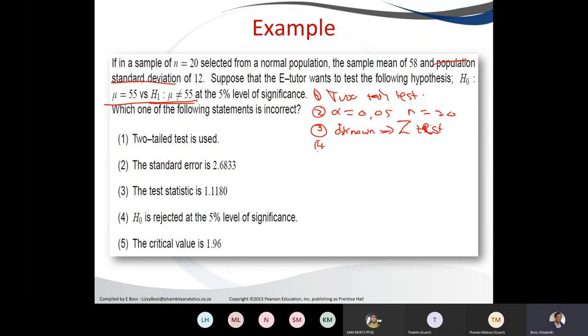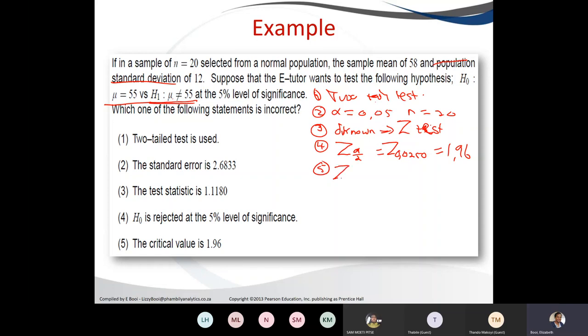Step number four, I must find the critical value Z. It's a two-tail test, so it's alpha divided by two. I don't have to go find it because I know if it's alpha divided by two, that means it's 0.025. Therefore, it's 1.96. By now, I should know it by heart that when the level of significance is 5%, it's 1.96.